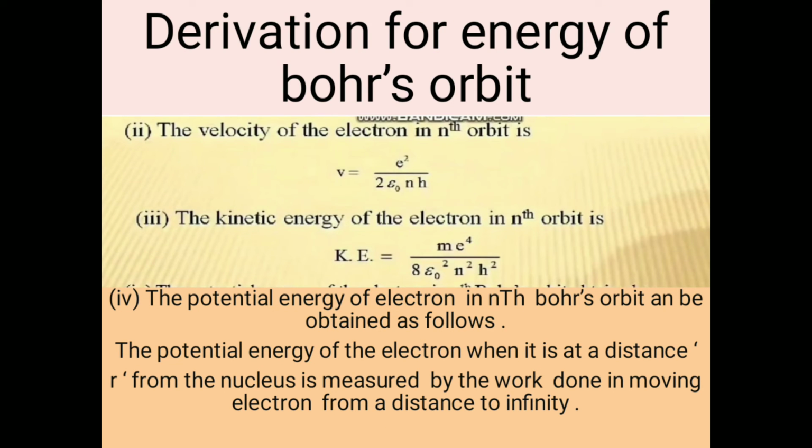Now here we have to find the derivation of energy of Bohr's orbit. The velocity of electron in the nth orbit is v equal to e square divided by 2 epsilon 0 nh. The kinetic energy of electron in the nth orbit is kinetic energy equal to me^4 divided by 8 epsilon 0 square n square h square.